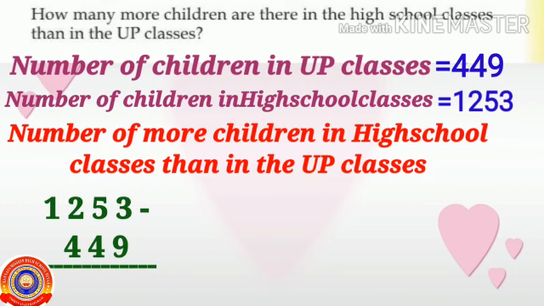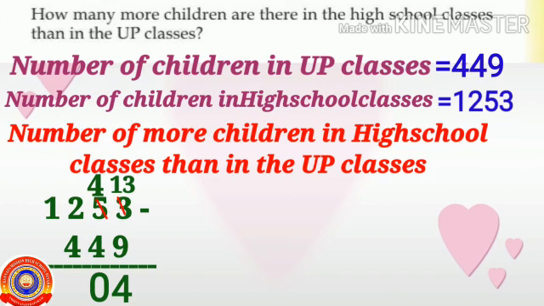1253 minus 449. Listen, subtraction of 9 from 3 is not possible. So borrow 1 from 5. 3 becomes 13 and 5 becomes 4. 13 minus 9, 4. 4 minus 4, 0.